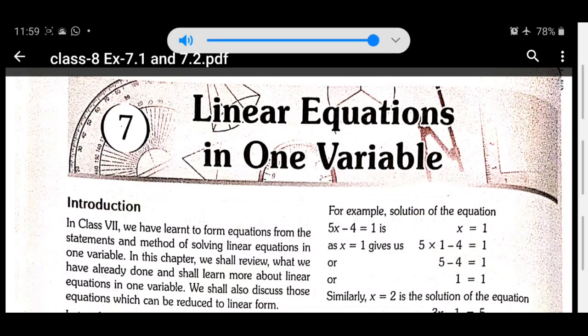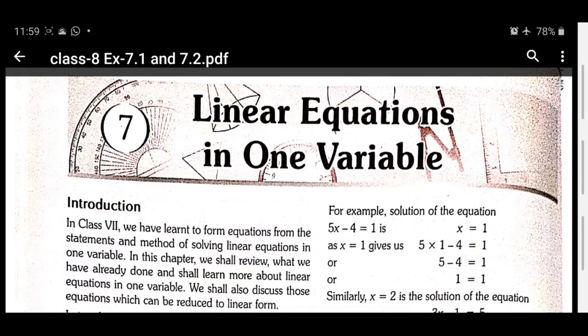Good morning, students. This is your math class, and today I am going to start your new chapter, that is 7, and the name of the chapter is Linear Equation in One Variable. Before we start this chapter, we have to understand the meaning of the chapter. Then we come to our questions.